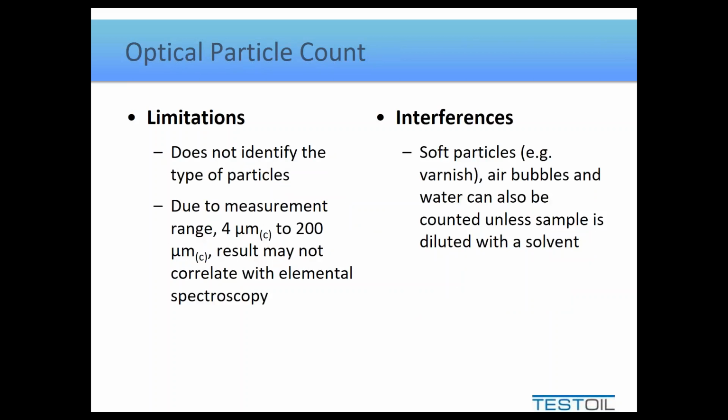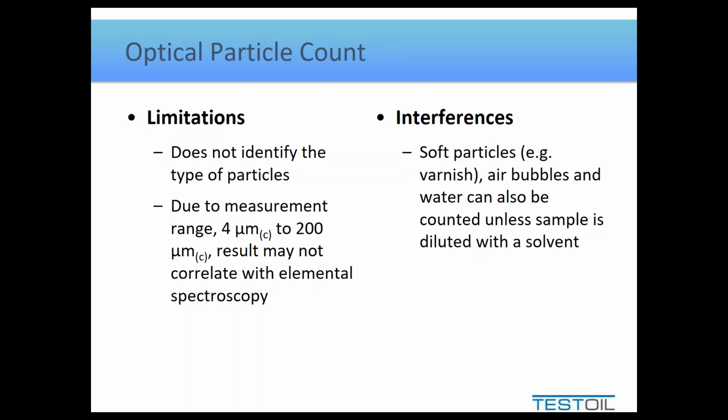Now with this test, one of the strongest limitations to any particle counting is it doesn't tell you what it is, just how much of it is present. And the other limitation based on the instrument is that it can't count particles smaller than 4 microns, that's based on calibration, and it can't count particles larger than 200 microns, which is essentially based on the size of the cell. A particle larger than 200 microns would not enter the cell and therefore could not be counted.